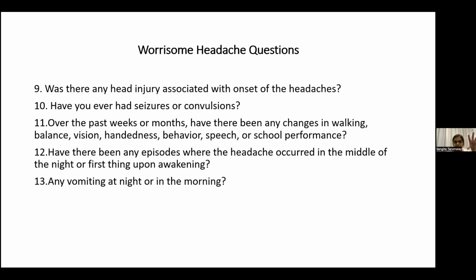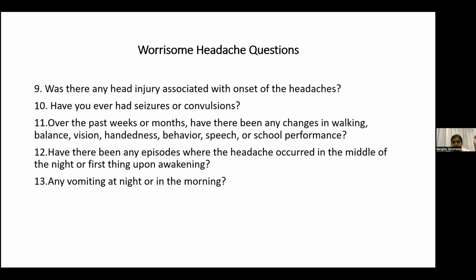Next, we'll ask a few questions which may give you a clue whether the headache is worrisome. So we want to know whether there was any trauma associated with the onset of headaches. Secondary causes of headaches, like increase in the intracranial pressure, are usually associated with trauma, and for that, the treatment is different. Ask whether the child ever had a seizure. So these are all worrisome headache questions. If the answer is yes, then definitely these children need to be seen or reviewed by a neurologist.